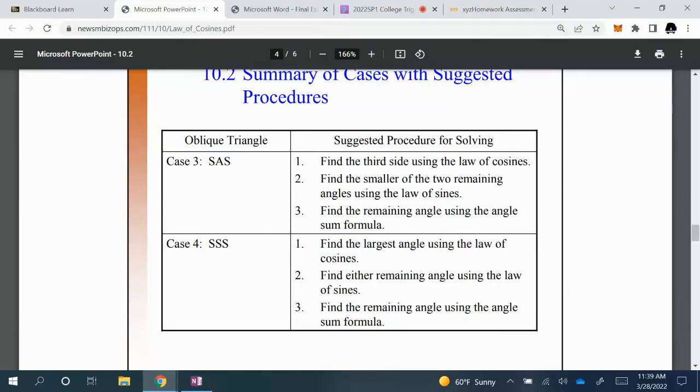If you're given a side side side set of measurements, you should find the largest angle first using the law of cosines. Now, in our problems in XYZ, they'll ask you what they want you to find first and what they want you to find last. However, if you're not given any guidance on what to find, you should find the largest angle first.